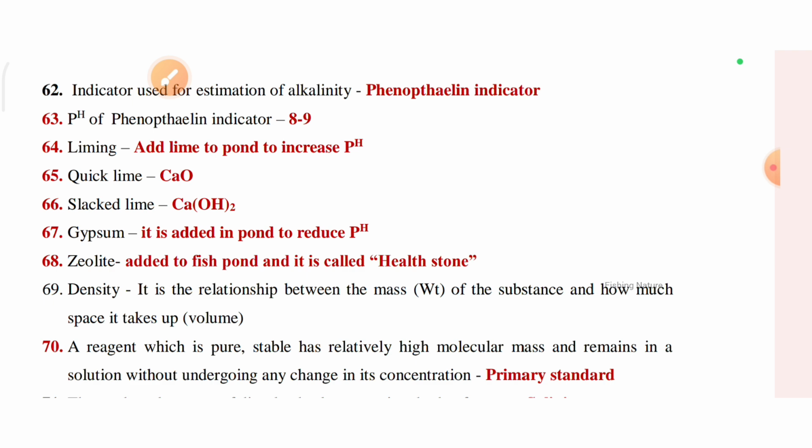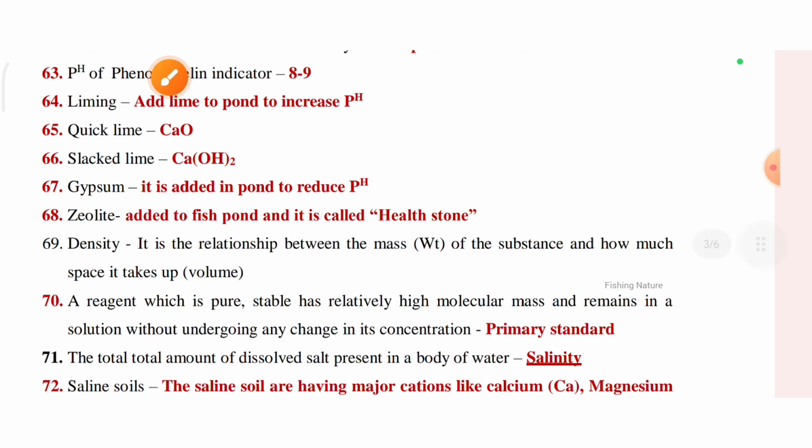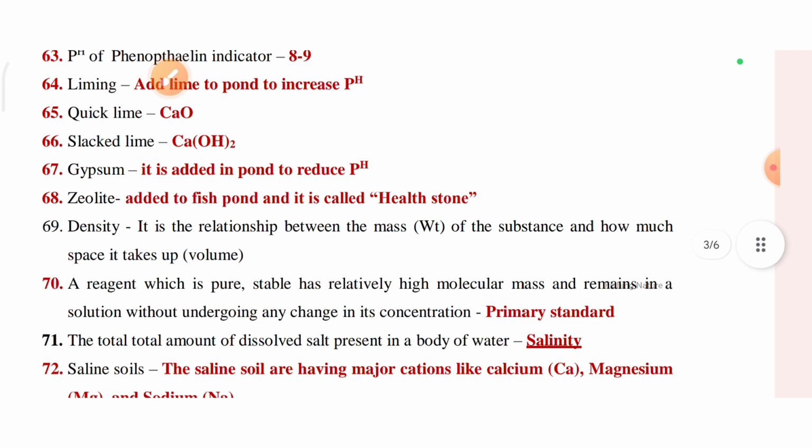Liming: lime is added to a pond to increase the pH. If the pH is low, in acidic conditions, we use lime to bring it to neutral. Quicklime: remember this formula, CaO for quicklime. Slaked lime is Ca(OH)2.